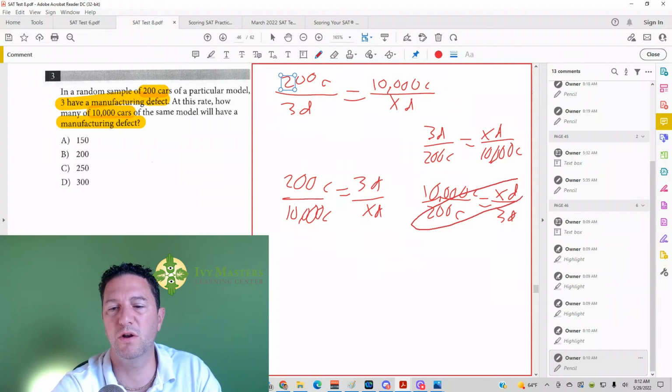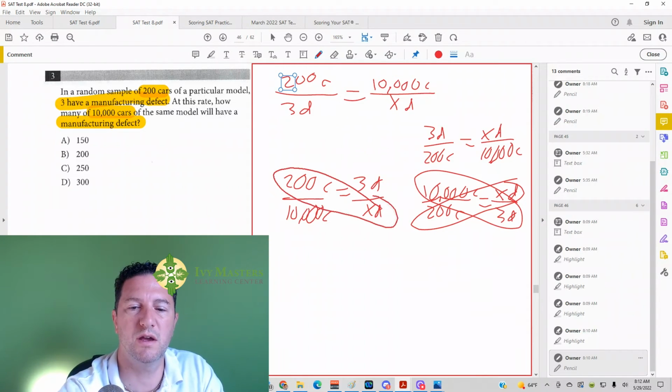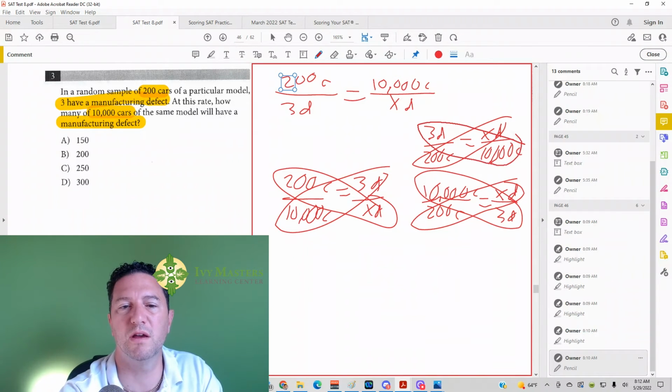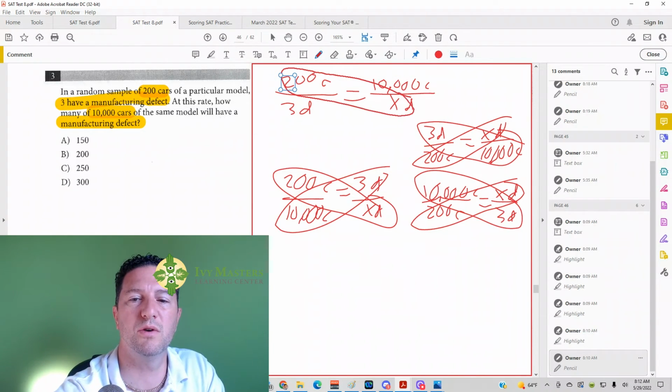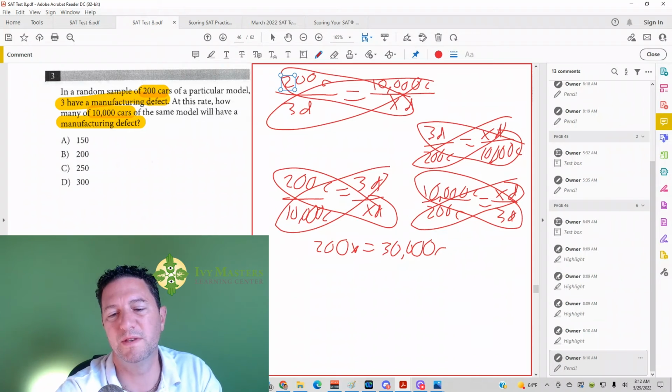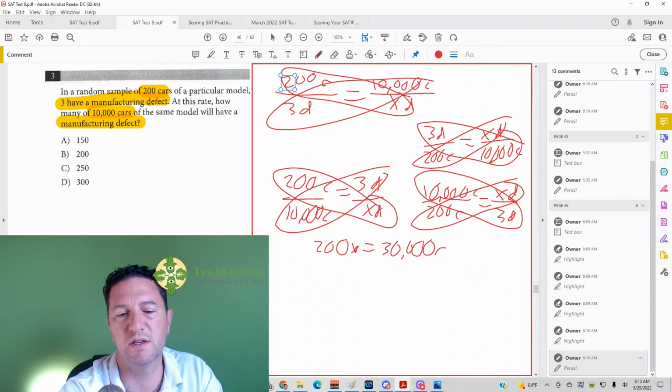So here you get 200x equals 30,000. Any way you put it, like I said, 200x equals 30,000. D, I'm just going to leave that off. We're just really solving for x here.